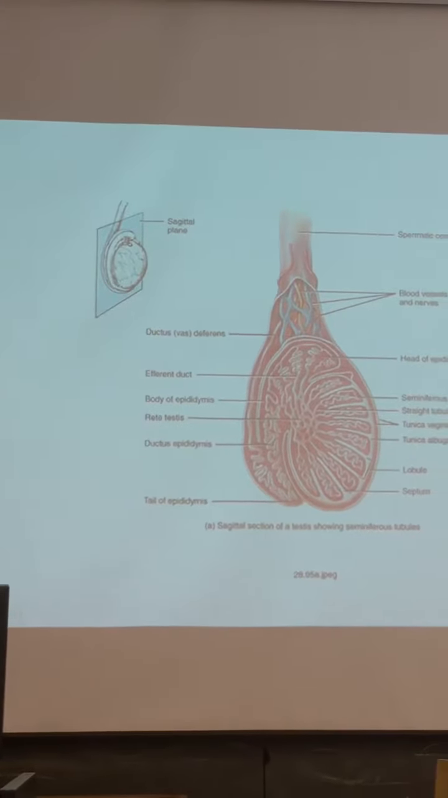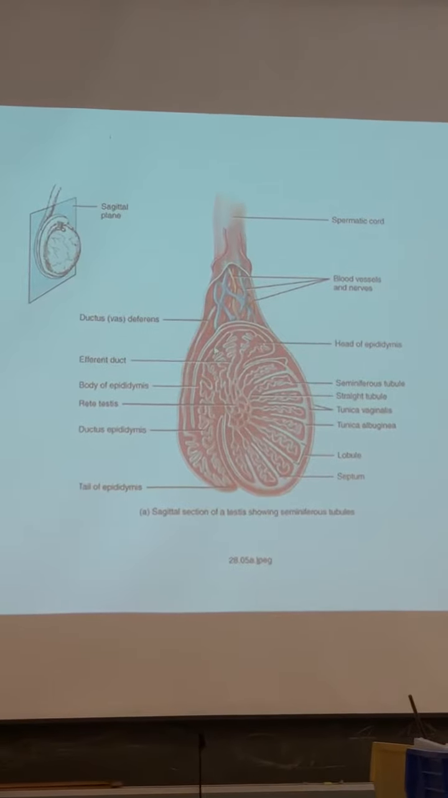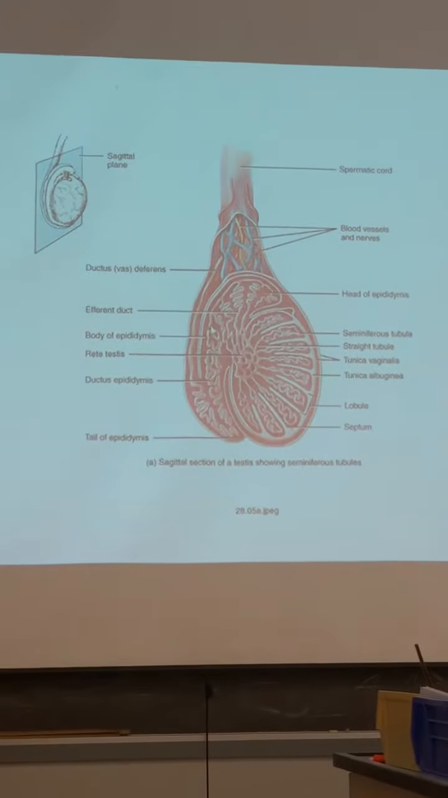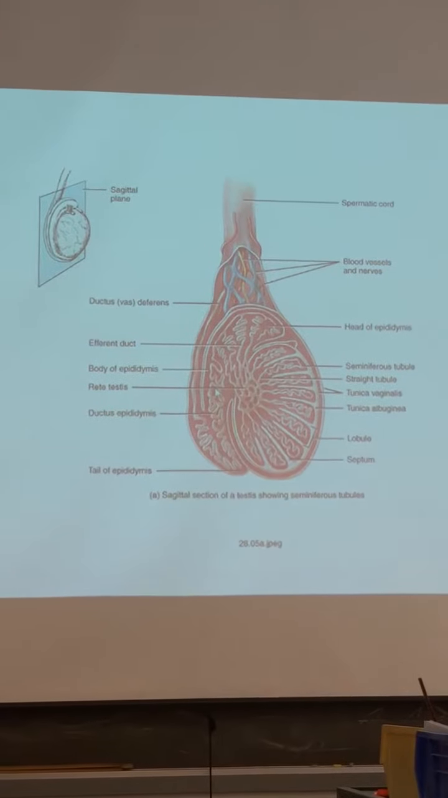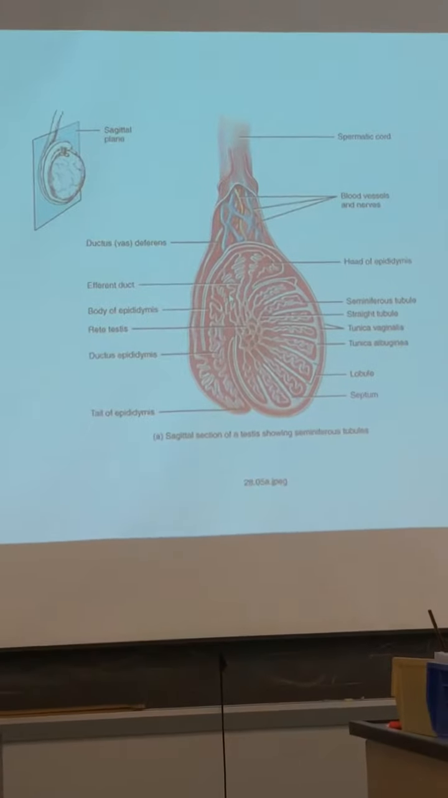You can see these individual ducts here coming together, and they're joining this single duct. The single duct is called the epididymis. The epididymis then coils around, becoming very long. I think it's like 20 feet if you were to stretch it all out.